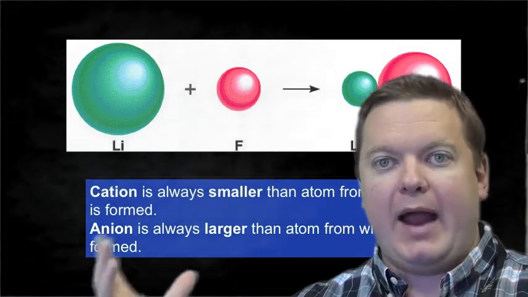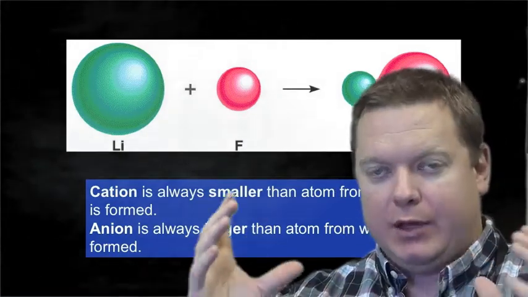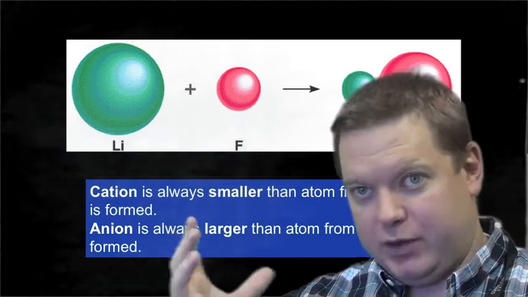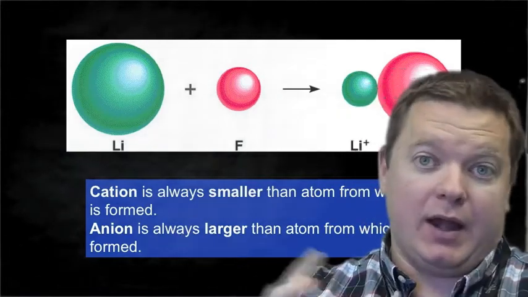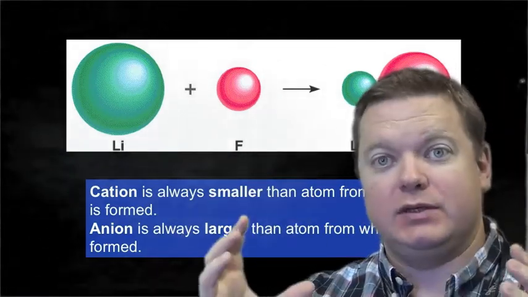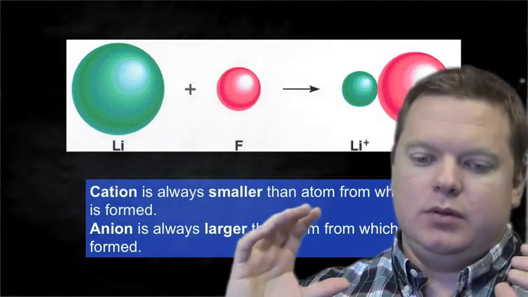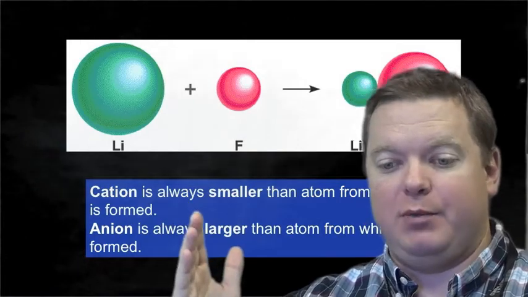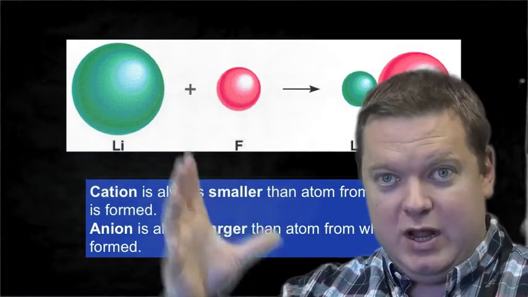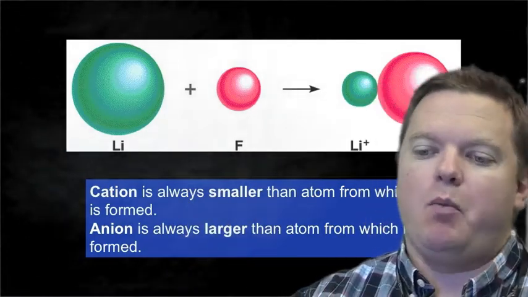So the magnitude also has an effect. A 2 plus is going to be bigger than typically a 1 plus, or excuse me, the other way around. A 2 plus is going to be smaller than a 1 plus, typically. For anions, the 2 minus is going to be bigger than a 1 minus, because that Z effective is having a larger effect.